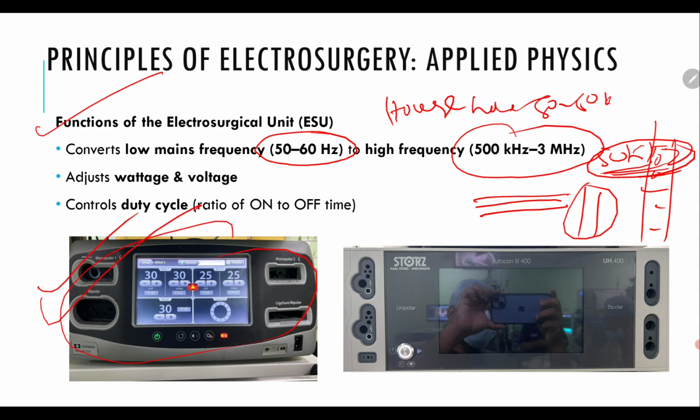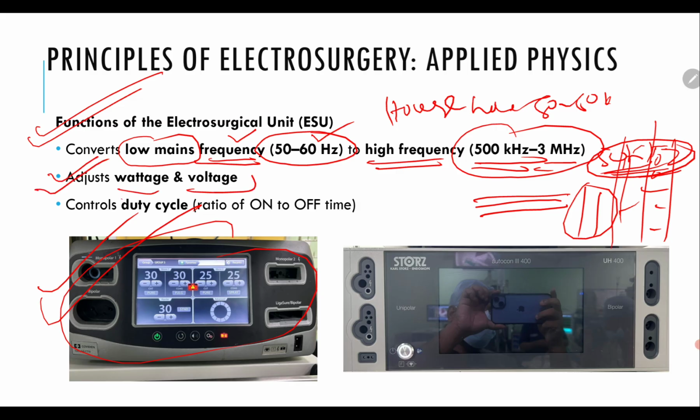The mechanism of the electrosurgical unit is to convert the low mains frequency, the output from the power supply of 50 to 60 hertz, to high frequency, 500 kilohertz to 3 megahertz. It will also adjust the voltage of the current and control the duty cycle, that is, the ratio of on to off times.